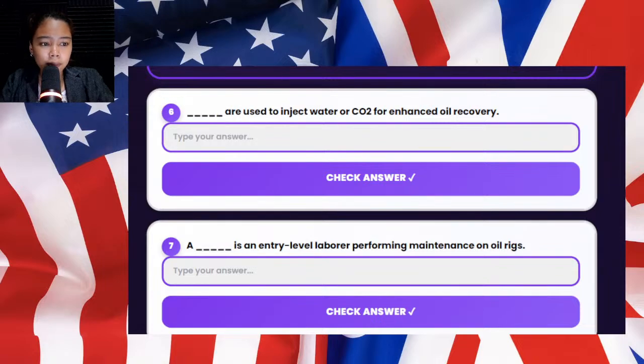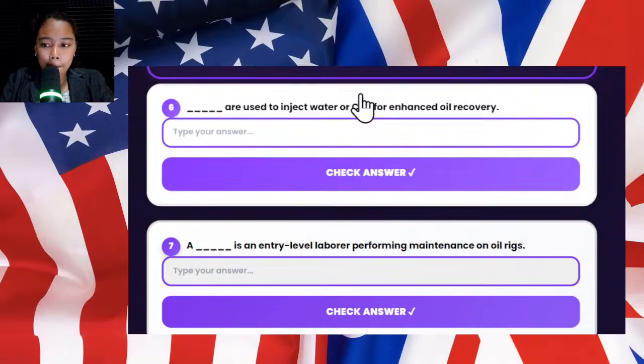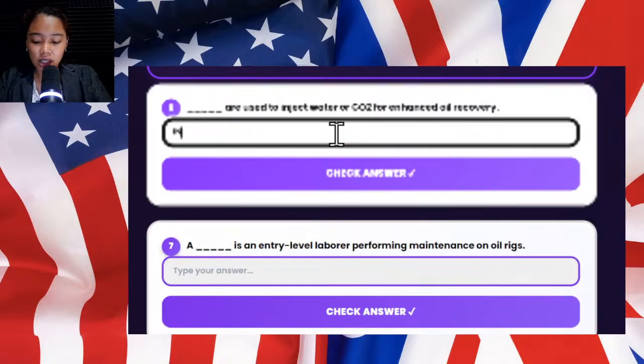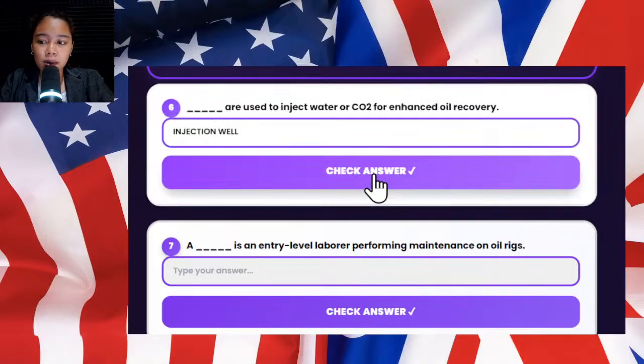Okay, what is your answer? I think it would be easy considering that there is a clue there. What do you think is our answer here? These are used to inject water or CO2 for enhanced oil recovery. This is injection well. Okay, let's check the answer.